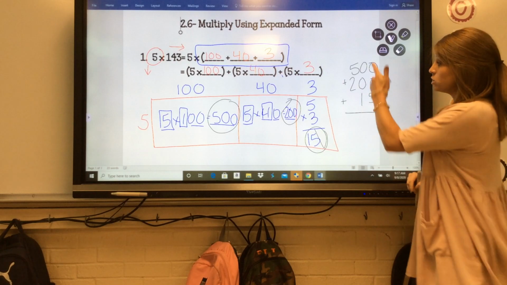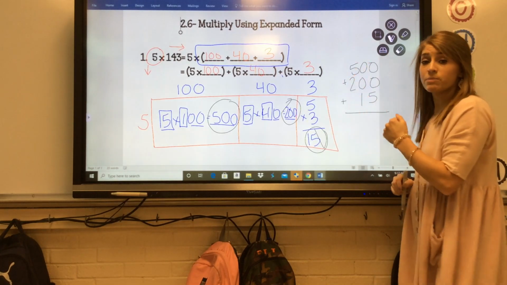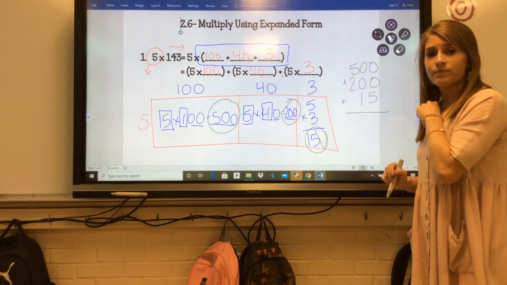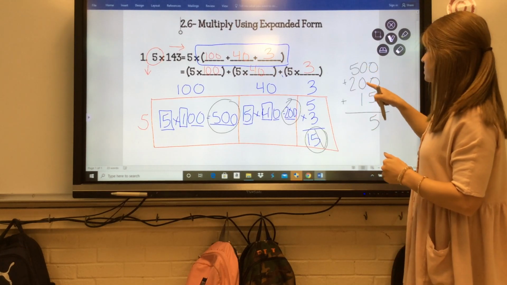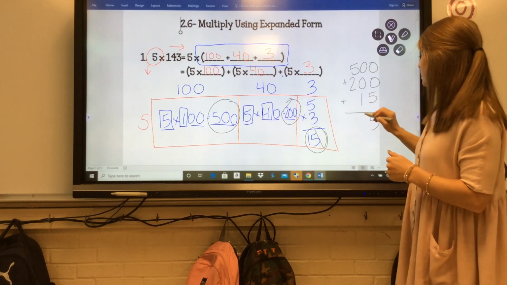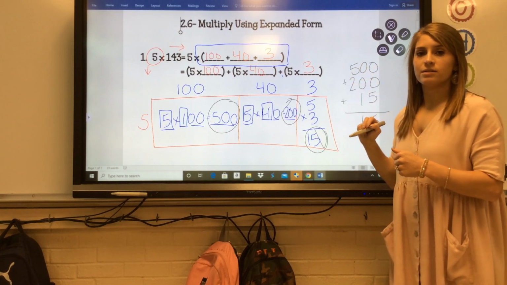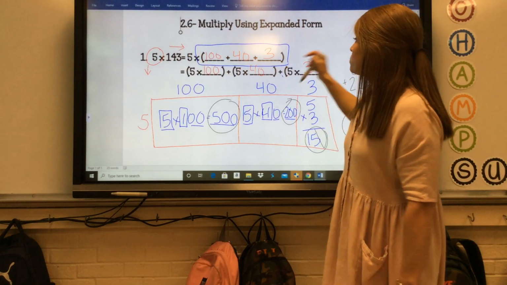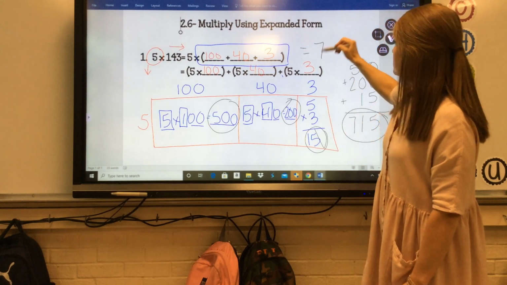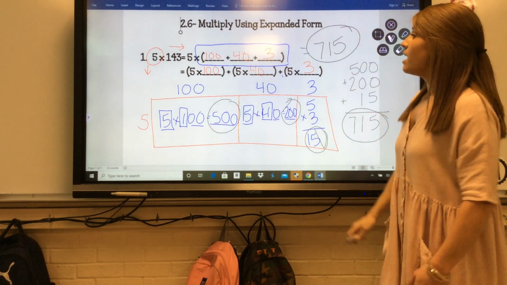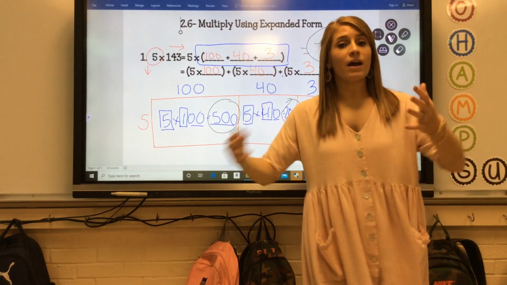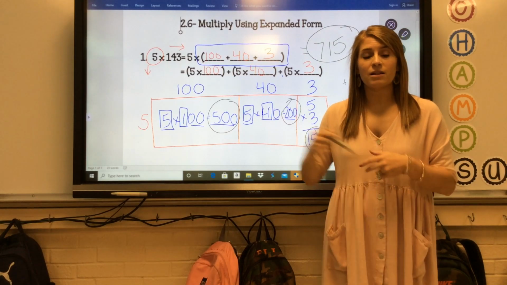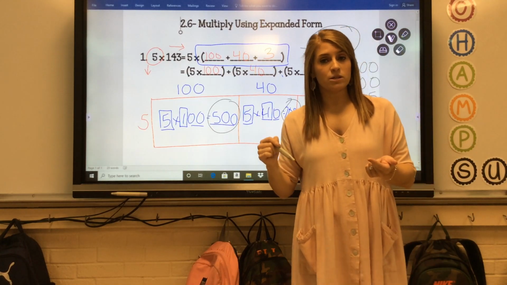And remember, it's very important to make sure everything is lined up correctly by place value so that we add the numbers correctly. 0 plus 0 plus 5 is 5, very good. 0 plus 0 plus 1, very good. And 5 plus 2 is 7. Great job. So 5 times 143 equals 715. And we did that by breaking that 143 down by using expanded form to multiply. So that kind of pulls in chapter 1 back into chapter 2.